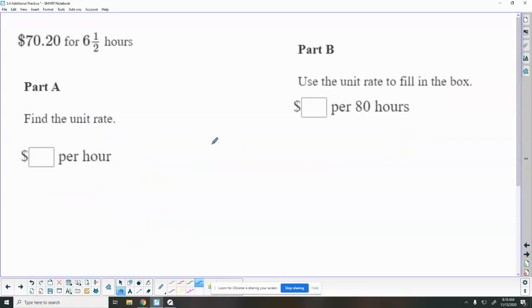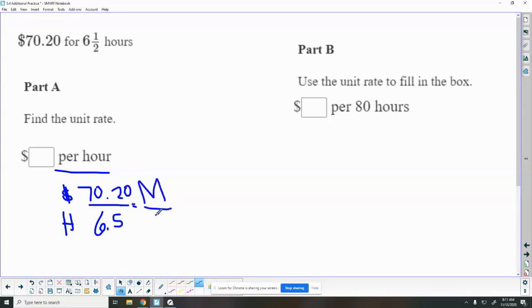Hey, our last problem for today says $70.20 for 6.5 hours. So it wants to find the unit rate per hour. So money on the top, hours on the bottom. So $70.20 for 6.5 hours. And I want to know how much money happens in 1 hour. So I crisscross multiply here, and that goes inside the division box. And then 6.5 is my leftover. That's what I'm dividing by.